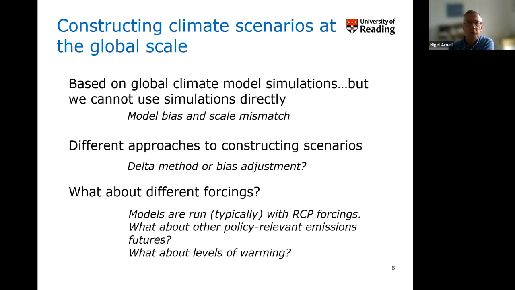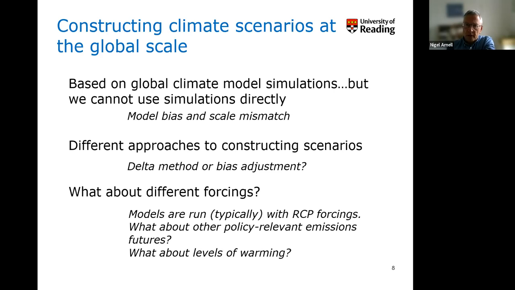But for reasons we probably all know about, we can't just reformat the output from the climate model and use those simulations directly. There are all sorts of differences between the models and reality that make that quite challenging. The climate science and impact community have known about this for a long time, and there's an awfully large literature on how to deal with it. There are a series of different methods for constructing the scenarios we might want to use at the global scale, going from the climate model output down to usable information that might go into some impact model, such as a crop model or a hydrological model. Again, there's a long literature and long arguments about delta methods or bias adjustments, which I'm not going to go into. In my view, the differences aren't huge, but the practicalities are quite different with the two approaches.